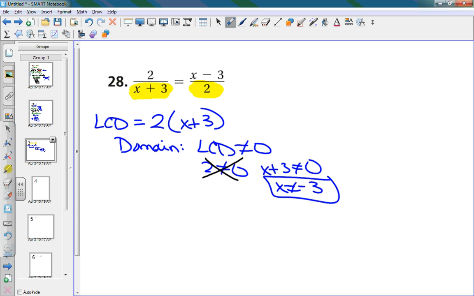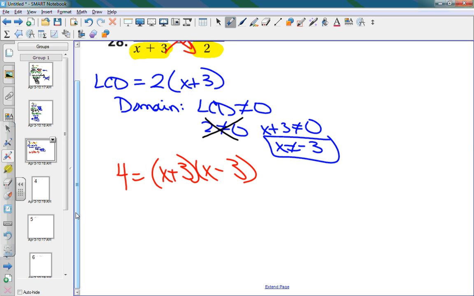When I have a fraction equaling a fraction, what quick little method do you think we can do? Cross multiplication. Don't do all that fancy multiplying to get rid of everything. Just simply do the math. What is 2 times 2? And then cross multiply x plus 3 times x minus 3. Now what do I do with those parentheses? Do you FOIL?